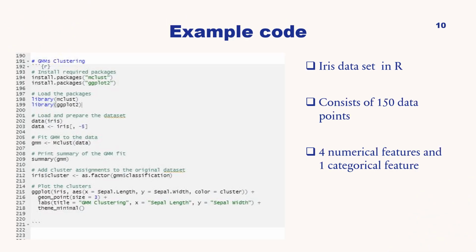Now here is an example code in R using the iris dataset. This dataset consists of 150 iris flowers as data points. Our four numerical features are sepal length, sepal width, petal length, and petal width, all in centimeters. And our only categorical attribute is the species of the iris flower. In this R code, we are going to fit the Gaussian mixture model to the data set, and then we are going to plot the outcome.